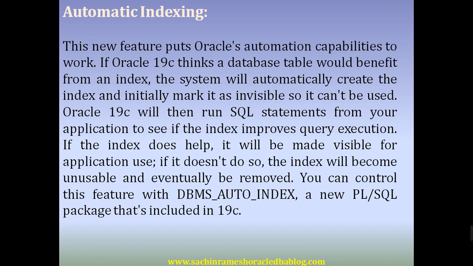Next one is automatic indexing. This new feature puts Oracle's automation capability to work. If Oracle 19c thinks a database table would benefit from an index, the system will automatically create the index and initially mark it as invisible so it can't be used. Oracle 19c will then run a SQL statement from your application to see if the index improves your query execution. If the index does help, it will be made visible for application use. If it doesn't, the index will become unusable and eventually be removed.